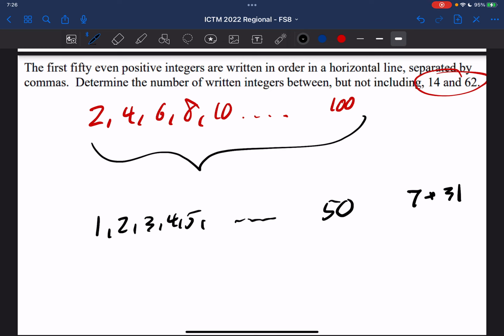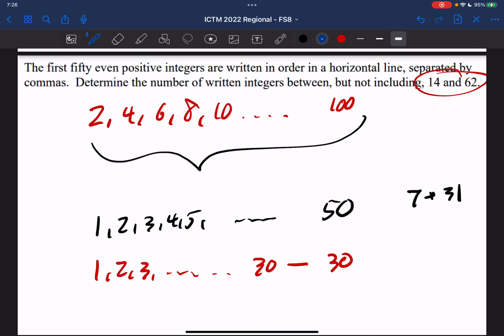if you think about it, we're not including these endpoints. So that means the biggest number we're going to count is 1 up to 30. So there are 30 numbers here.